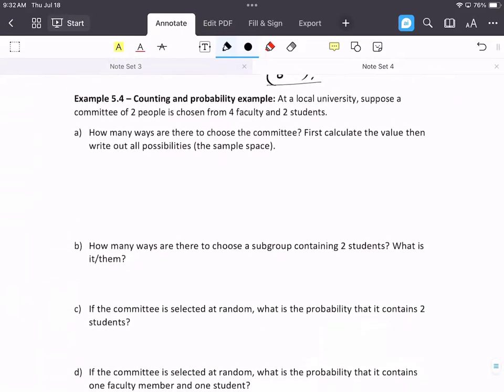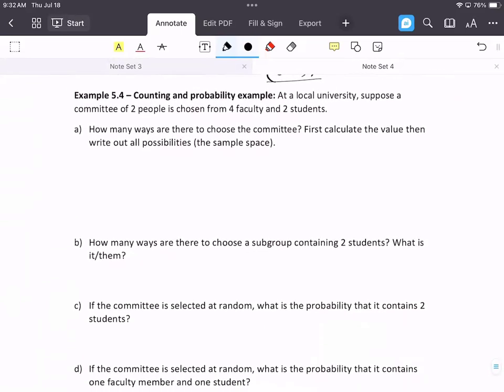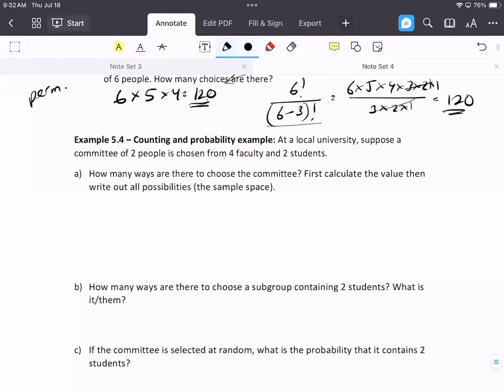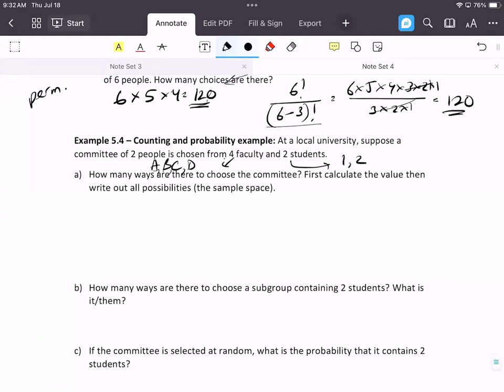Let's finish up this section with an example. At a local university, suppose a committee of 2 people is chosen from 4 faculty and 2 students. First, how many ways are there to choose the committee? First, calculate the value, then write out all the possibilities. I'm going to label the faculty as A, B, C, D. And the students, to make it clear, I'm going to call them 1 and 2. That way it'll be easy for us to pick out the arrangements with faculty versus students.